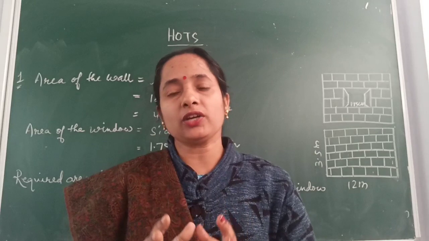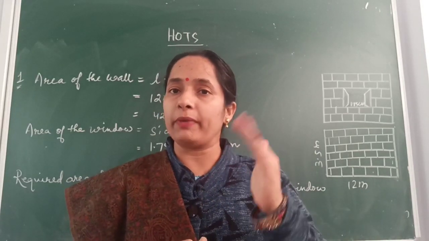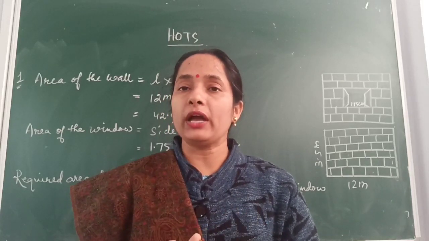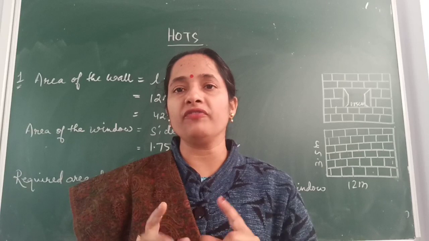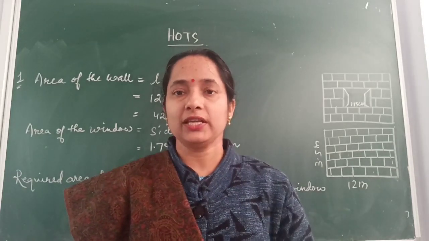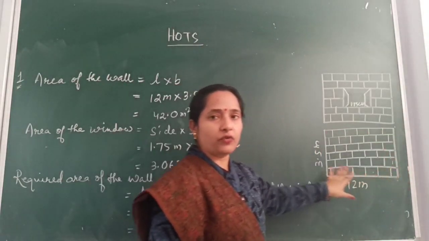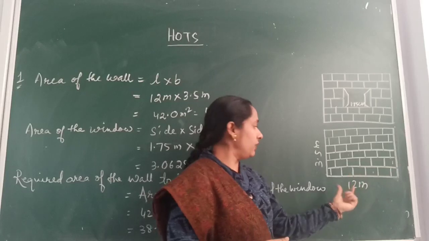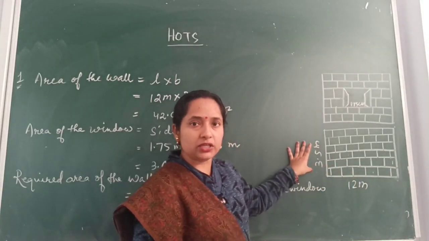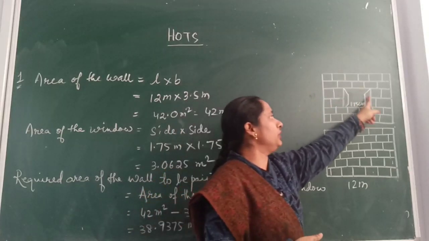Listen, this is a general common sense question. Whenever we are painting a wall, we paint the portions of the wall where the doors and windows are not there. We used to leave those places. So here I have drawn the figure of a wall. This is the complete wall where the length of the wall is 12 meters and the breadth of the wall is 3.5 meters, whereas the same wall here I have drawn with a window.